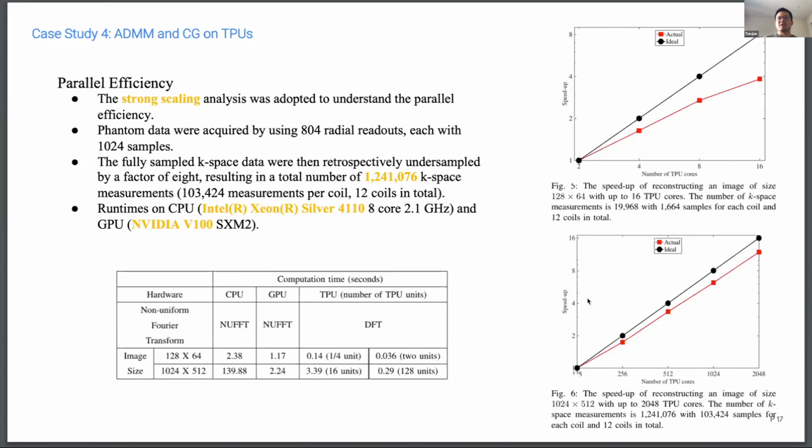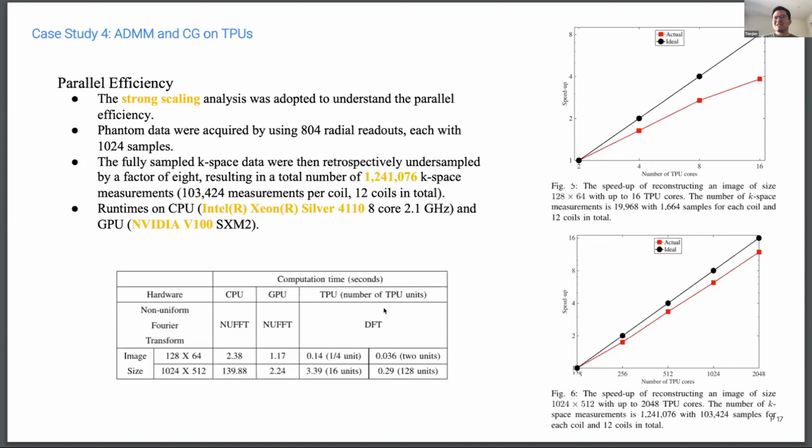So the total number of the case-based data is close to 1.2 million, and we do the reconstruction problem on CPU, GPU, and TPU. It can be seen from the table that for TPU, image 128 by 64, we have a significant speed up. Whereas for larger examples, the speed up is less significant, but we do see a speed up over CPU and the performance comparable to a GPU.